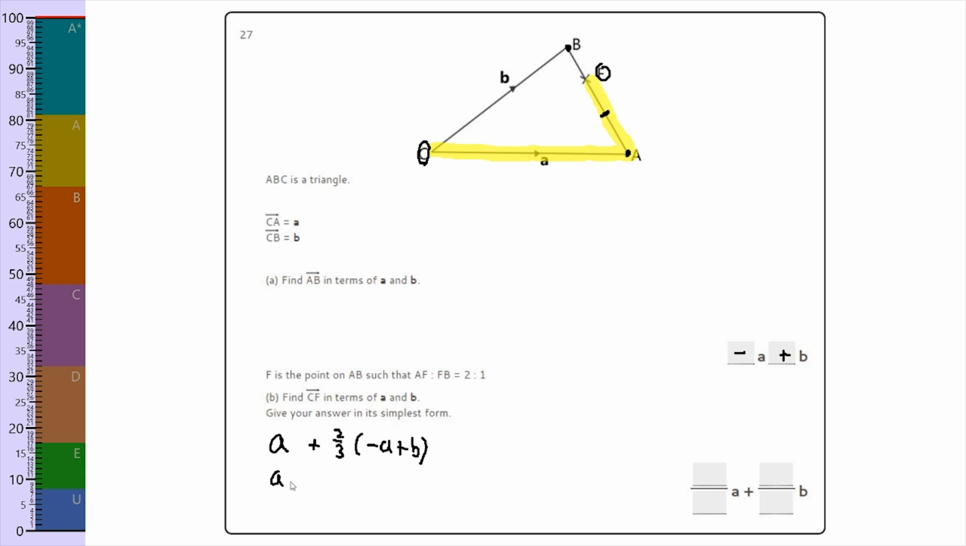So it's a plus, and let's expand this. Oh, I've put a plus, but it's going to be minus because that a is minus. Minus 2/3 a plus 2/3 b. Now a take away 2/3 a will just leave 1/3 a. So 1/3 a plus 2/3 b. And so it'd be 1/3 a plus 2/3 b. And that's our answer. Okay, and that is us finished.